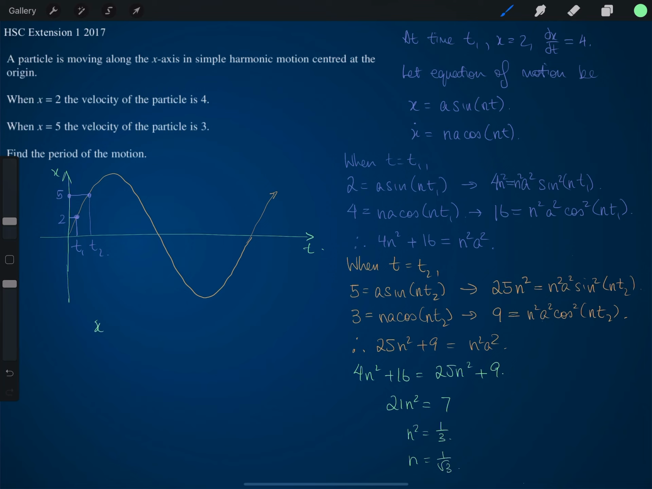So since we set our displacement function to x is a sin nt, we've just worked out that it's actually x is a sin t on root 3. Now we need to find the period of the motion. And the period of a sine curve is 2 pi, right? So right here at the end of one period must be where t on root 3 is 2 pi. And therefore, the period of the motion is 2 pi root 3.